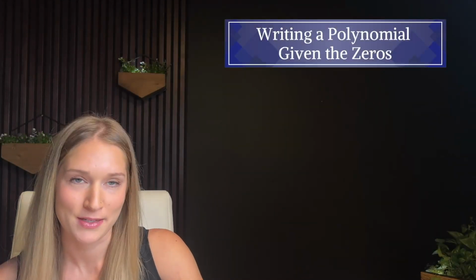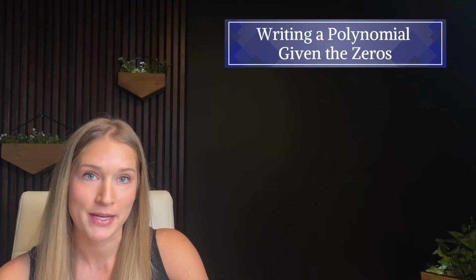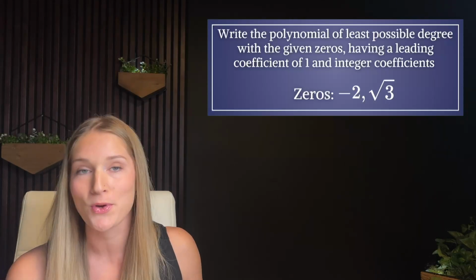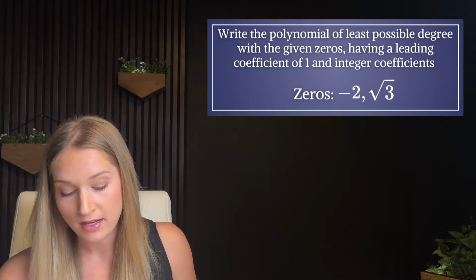Let's talk about writing a polynomial given the zeros. We've done one like this before, but we did it with integers and then we only did one quick example where we had square roots. So let's go ahead and talk about now an example with square roots and a second example with some complex solutions, some imaginary numbers. So here I've got two zeros.